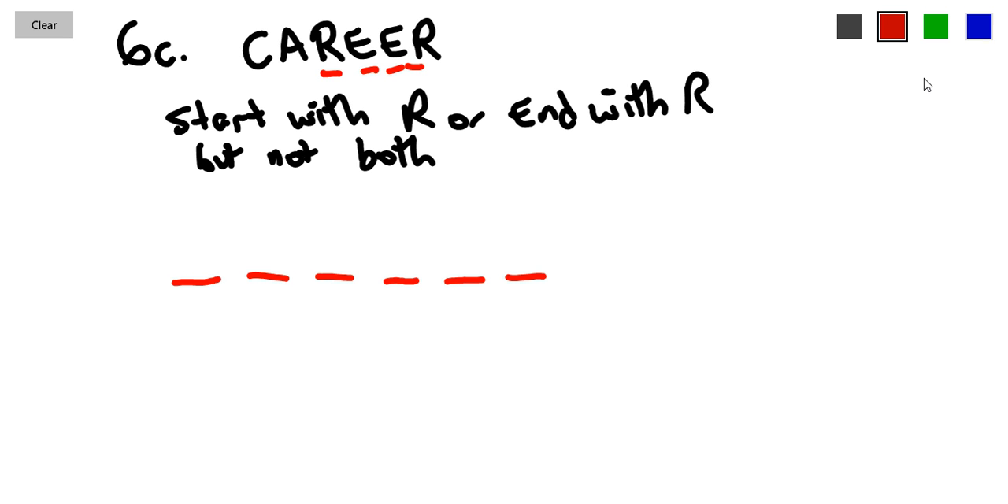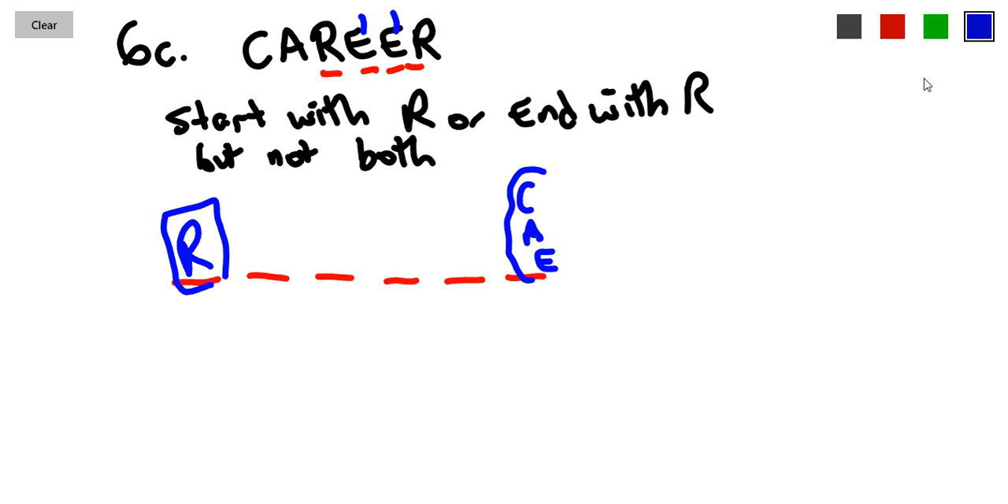So let's think about what happens if we start with an R. If we start with an R, we do not want to end with an R. And that means we're going to end with a C, an A, or an E. And it doesn't matter that there's 2 E's here because the letter E is the same regardless of if it's this one or this one. The letter E is the letter E. So that looks like it gives us 3 choices. But that's not really the way to think about it.